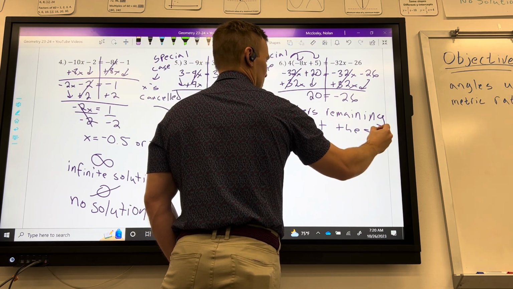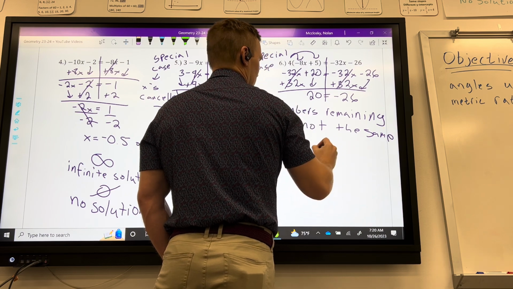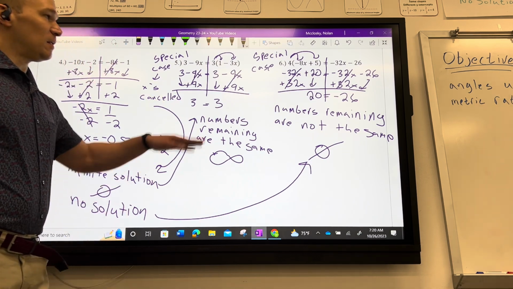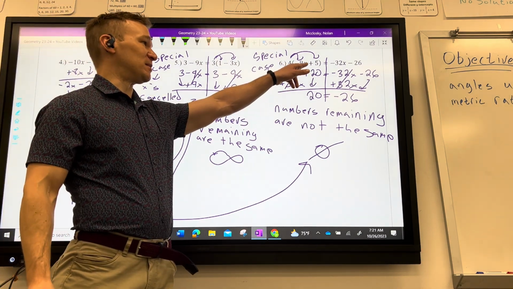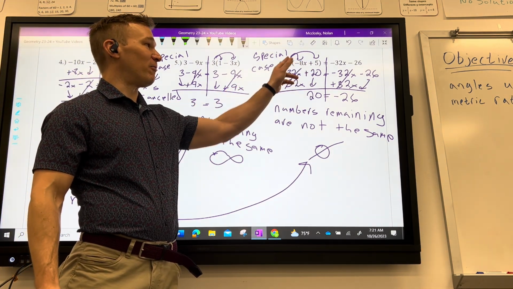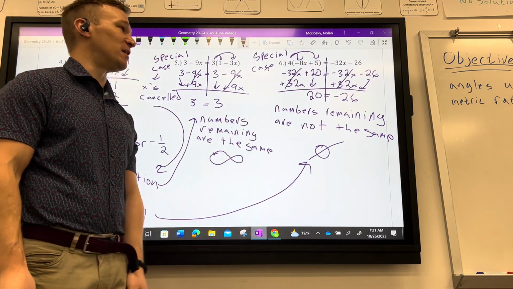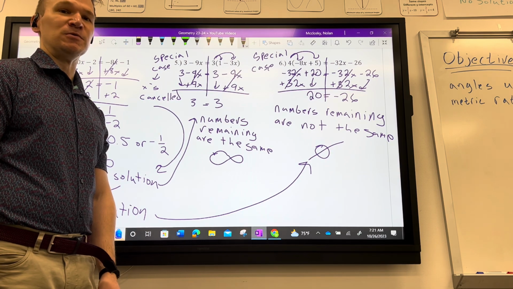And once again, this means that there is no number that exists that you can substitute in for x that will give you the same number on both sides of the equal sign. Okay, so your answer is no solution.